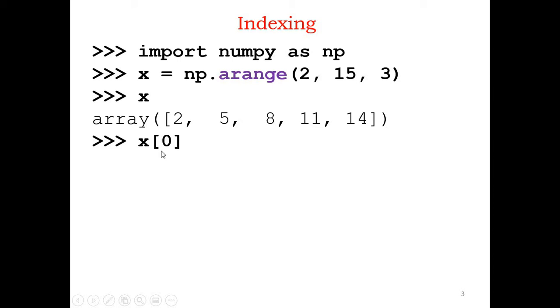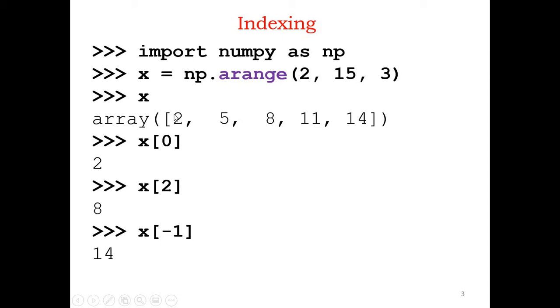So if you write x, within square brackets you write 0, then it will give you the 0th element. If you write x[2], that means it will give you the element at index number 2. That means 0, 1, 2, so element 8. Now if you write x[-1], what will it give? It will give you the last element in this array.